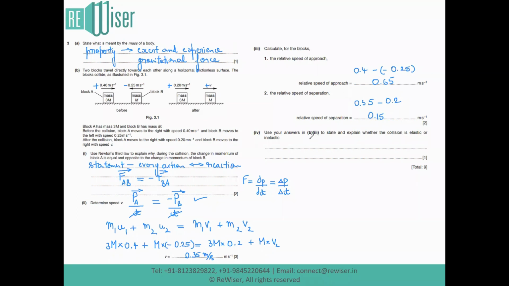Moving on, use your answers in B part 3 to state and explain whether the collision is elastic or inelastic. We notice that the relative speed of approach is 0.65 meter per second, while the relative speed of separation is 0.15 meter per second. Since the two values are not equal, and the separation is lesser than that of approach, we conclude that the collision is inelastic, which is another way of saying that kinetic energy is not conserved during this collision.